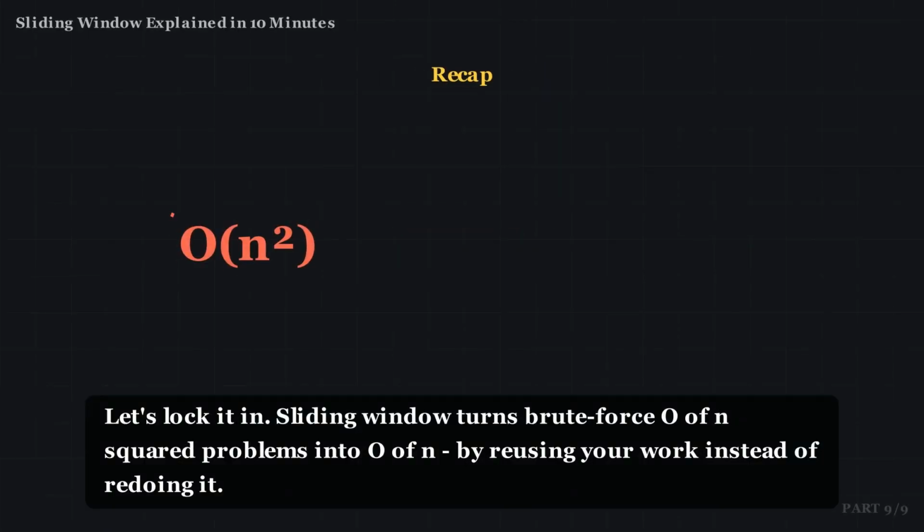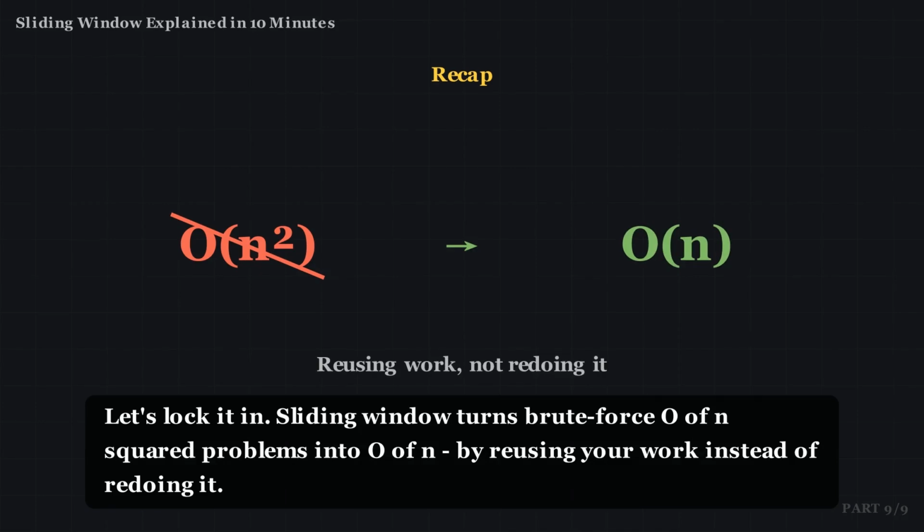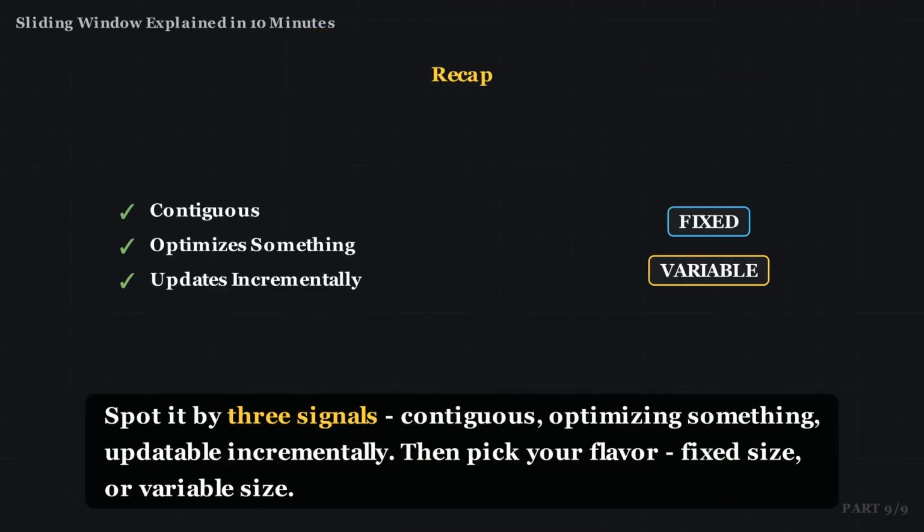Let's lock it in. Sliding window turns brute force O(n²) problems into O(n) by reusing your work instead of redoing it. Spot it by 3 signals: contiguous, optimizing something, updatable incrementally. Then pick your flavor, fixed size, or variable size.